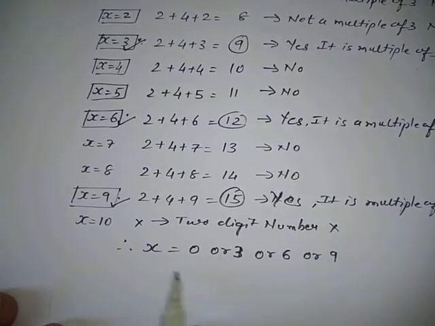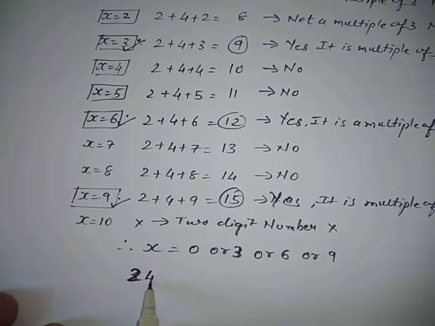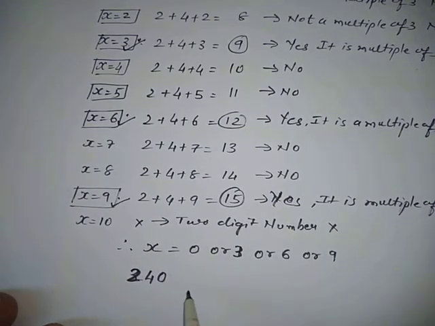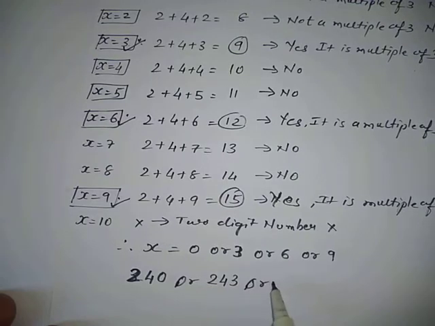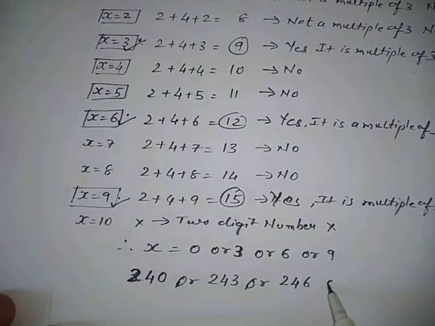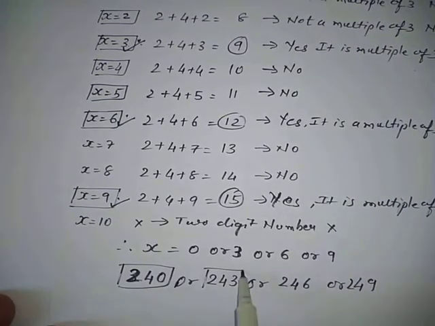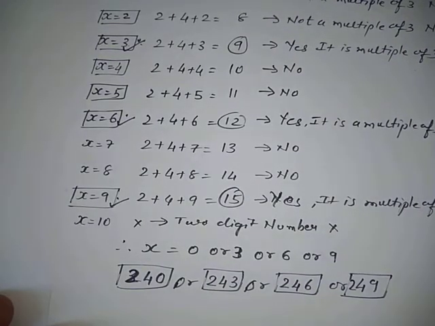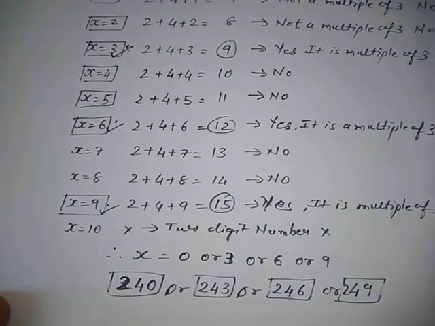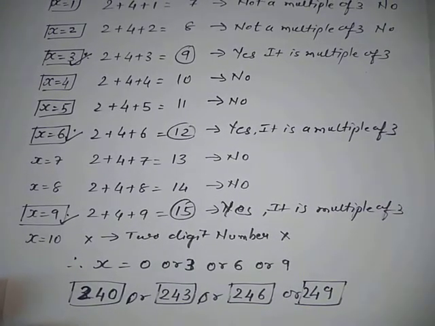And by this we can frame the number, that will be 3, 2, 4, and x is equal to 0, so we will write 0. This is the number that can be formed. Or if we take 3, then 243, or we can say 246 or 249. So these are the numbers which are there as a multiple or divisible by 3. Hope this much is clear, and we proceed to the last question of this.